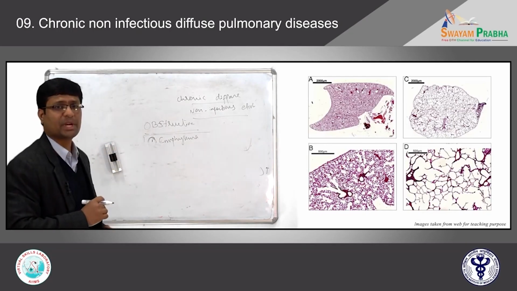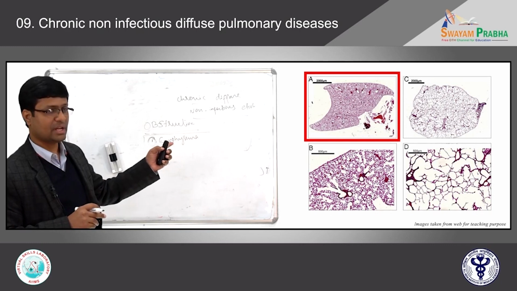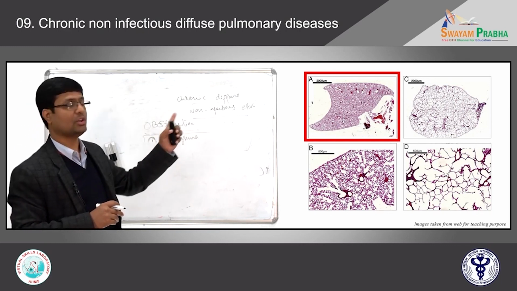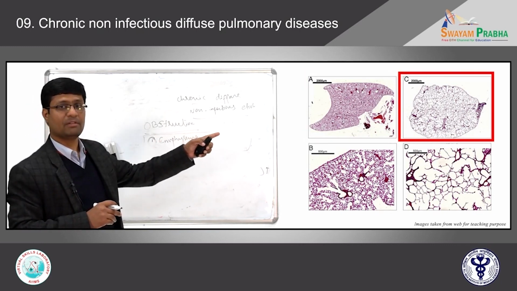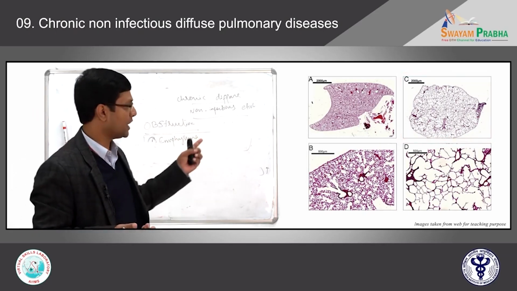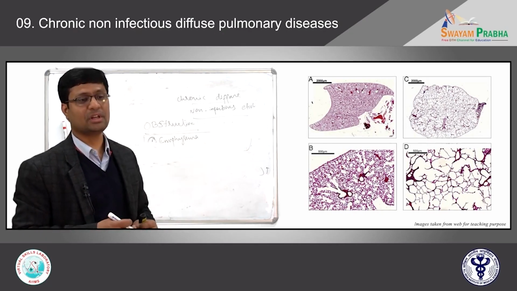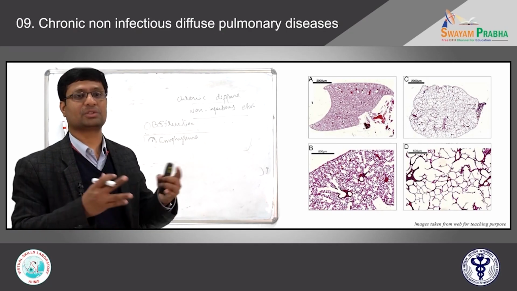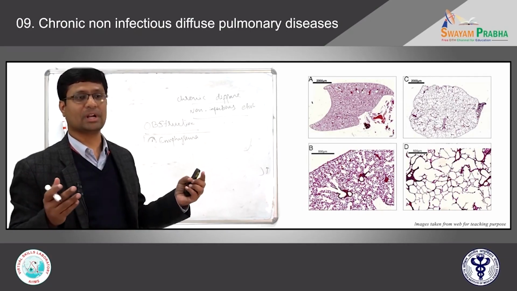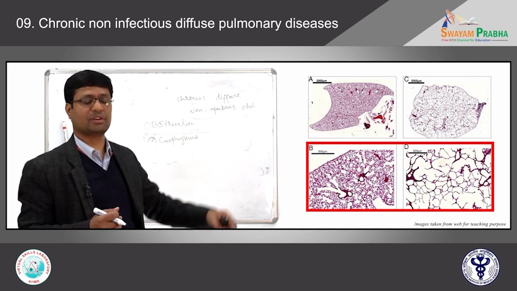If you see the microscopic examination, there are 4 pictures for your comparison. On the left side, there is a normal lung. On the right side, on top, you have an emphysematous lung. Without any explanation, you can make out the normal lung looks normal. When you see the emphysematous lung, all the air spaces are grossly distended. The pictures below are at higher magnification.